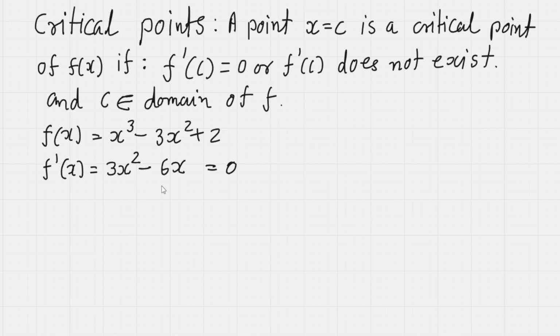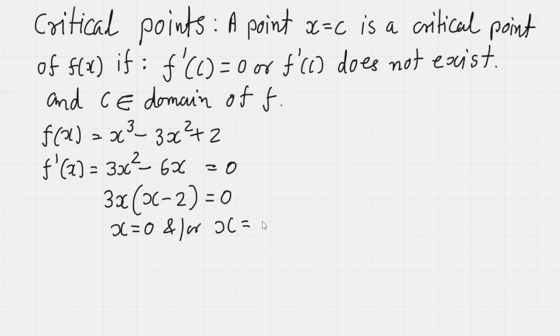Now from 3x square minus 6x we can factor out 3x. So in the parentheses we will have x minus 2, which is equal to 0. By solving this equation we will get x is equal to 0 or x is equal to 2. So we will have critical points at x is equal to 0 and x is equal to 2.